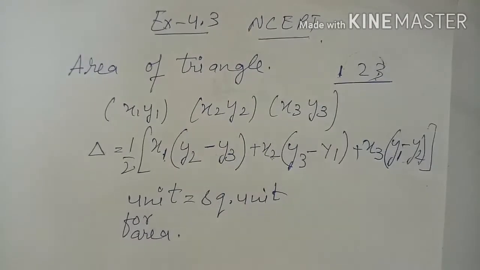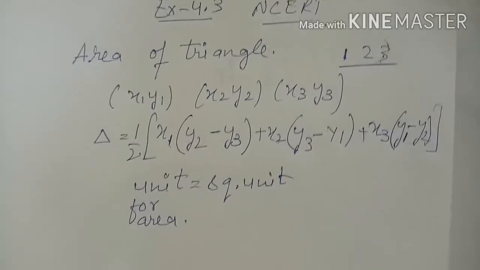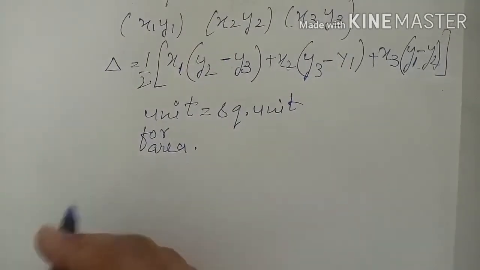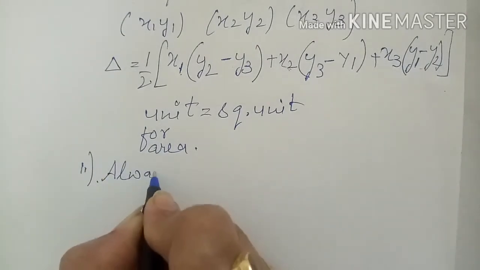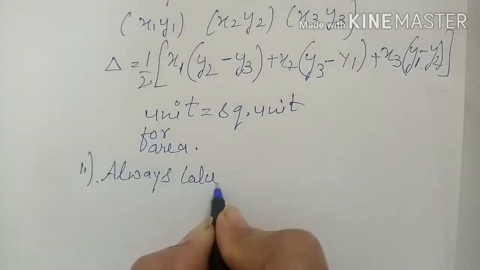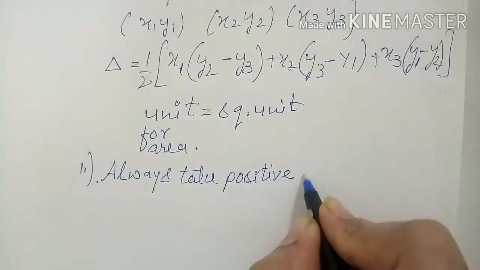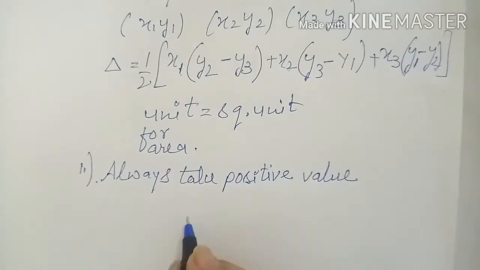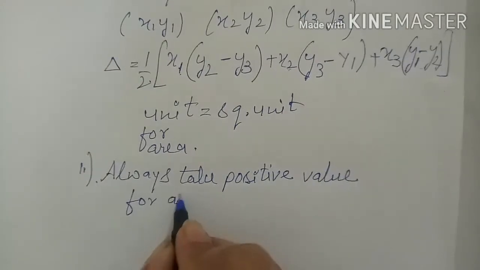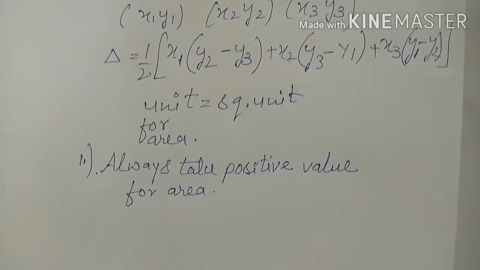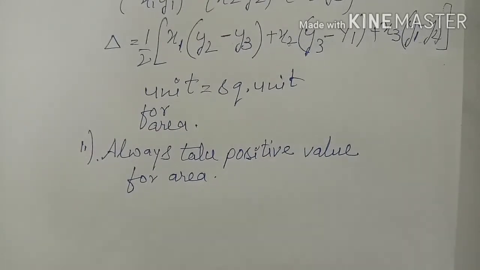What will you write as the unit? Square units. Got it? Yes. Now there are some points you have to remember when you calculate the area. The first point is always take positive value for area. If you get the answer negative, then you have to take the absolute value for that. Don't take the negative value for area, always take positive value. Absolute value means if there is a negative sign you will get it as positive.